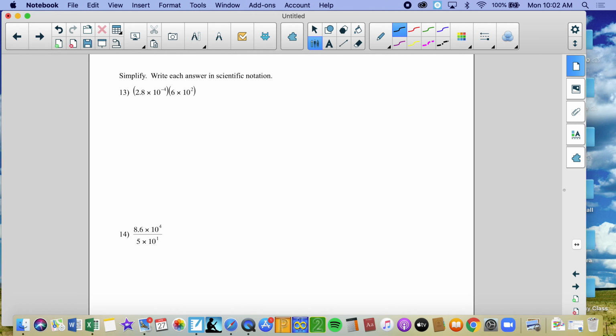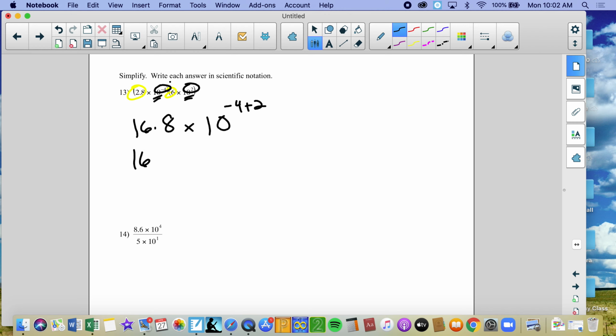Number 13, multiplying scientific notation. We're always going to take that base and multiply that. 2.8 times 6, let's do that. 2.8 times 6 gives me 16, no, let's not do it in yellow. 16.8 times, we have like bases. We're multiplying. What do we do with those exponents? We're going to add.